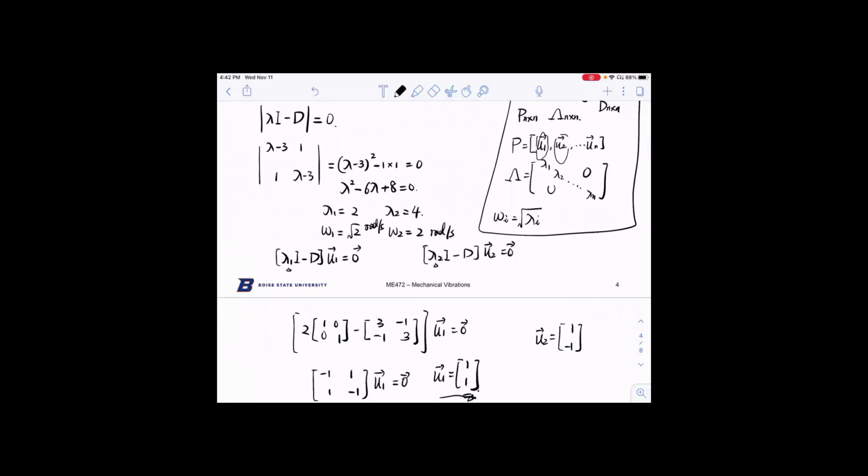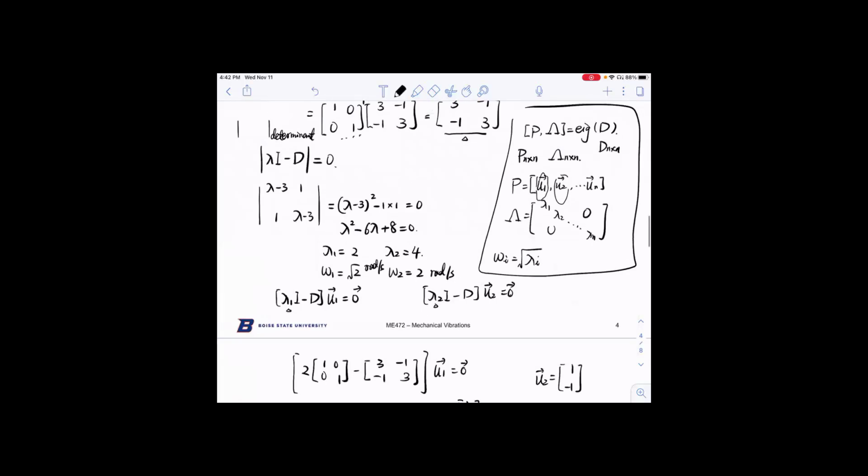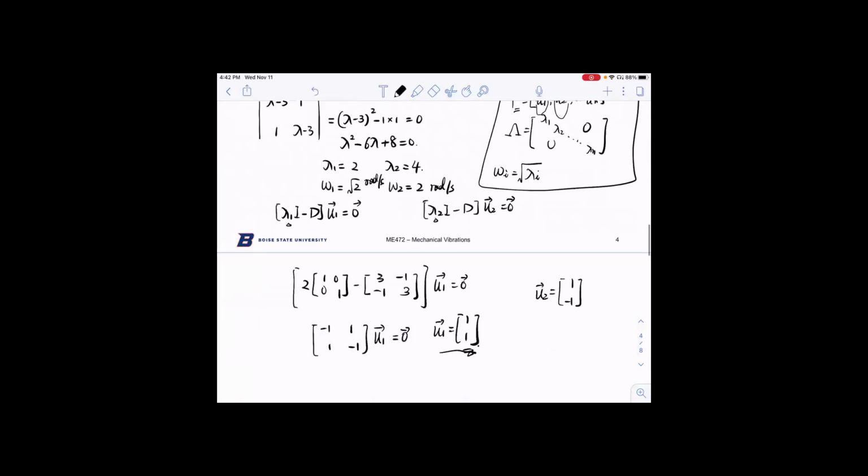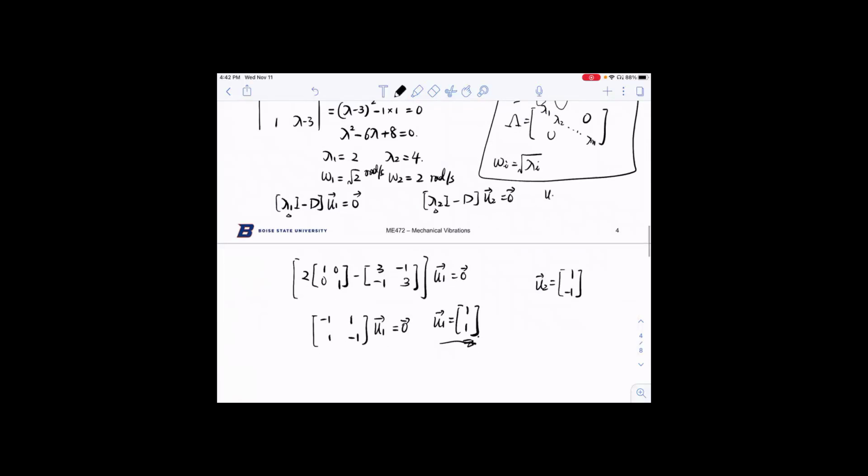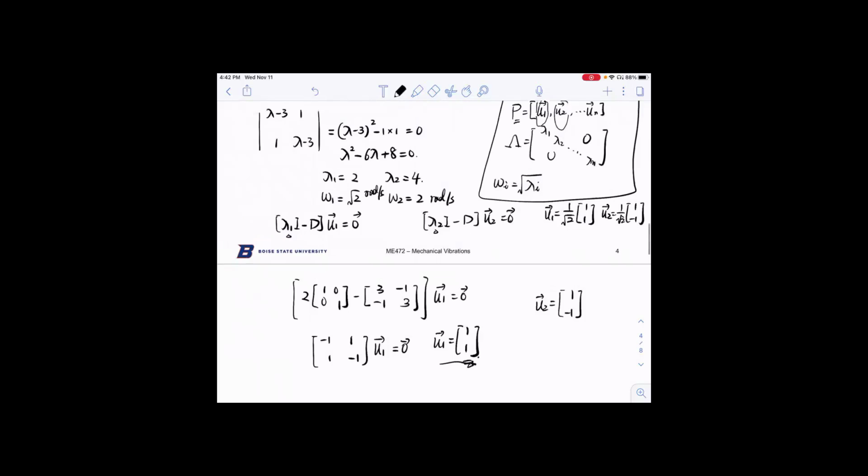So if you do this in MATLAB, you might get a different answer for U1 and U2. That's because in MATLAB, when you look at this P matrix, all your U1, U2, and UN in it were normalized. So in MATLAB, the U1 you're getting would be 1 over square root of 2, times 1, 1. U2 will be 1 over square root of 2, times 1, minus 1. So if you use the eig function, then all the mode shapes will be normalized. Or in other words, their norm would be 1.